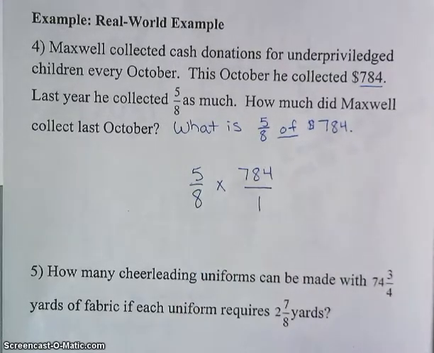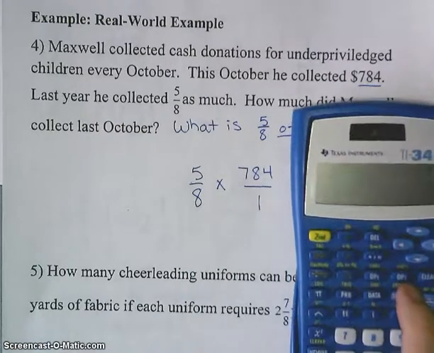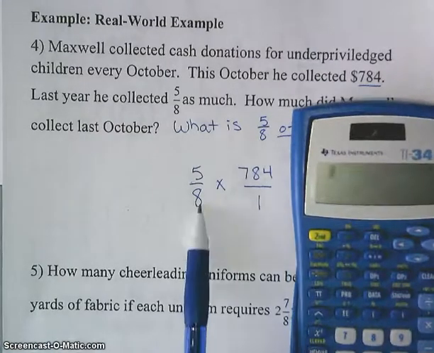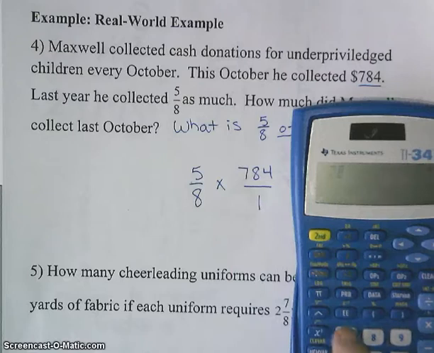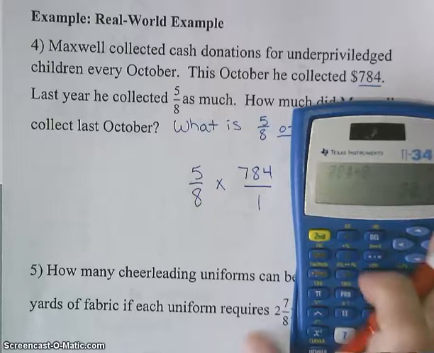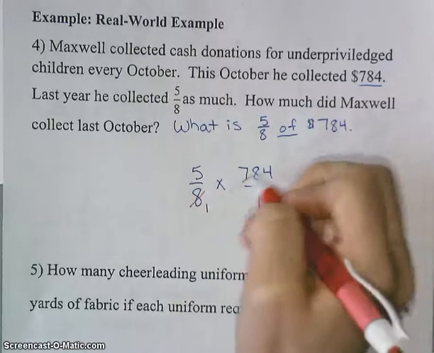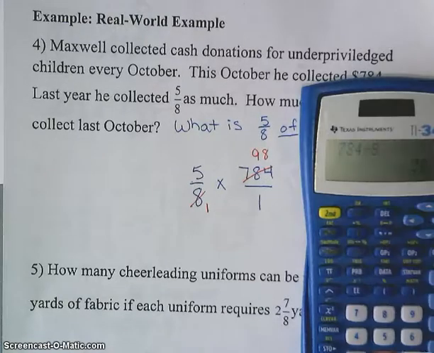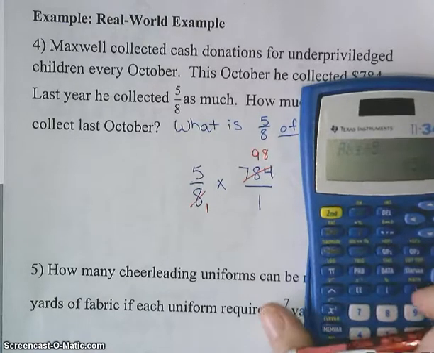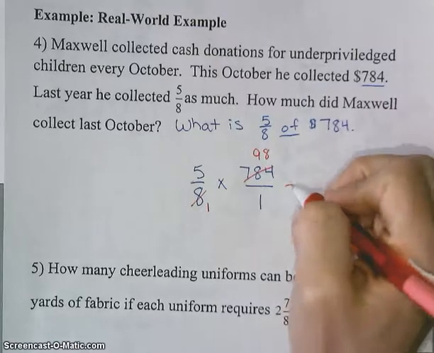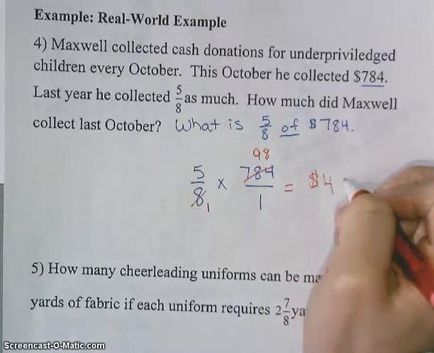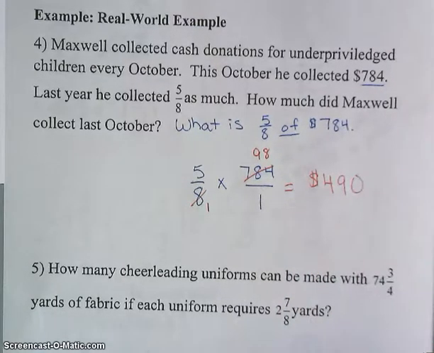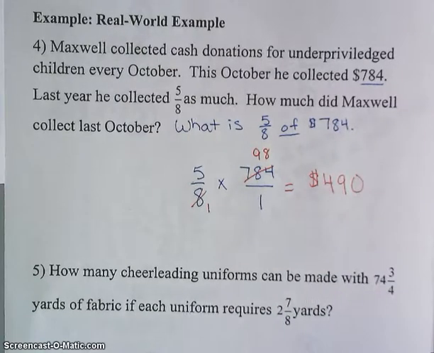Okay? So I could go about and multiply my numerator and my denominator, but I'm going to cross cancel. And we're going to use our calculator since we finally got those out today. And I want to see if 8 can go into 784. So 784 divided by 8, and it does. And it goes in there 98 times. So I am going to say 8 goes into 8 once, 8 goes into here 98 times. And then I'm going to say, okay, well, 98 times 5, and I'm going to get $490. So as we suspected, he did make less money, and he made $490.